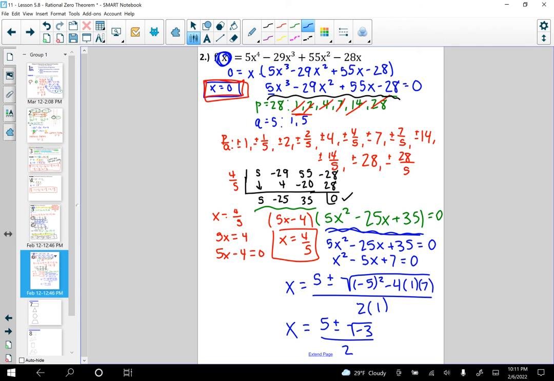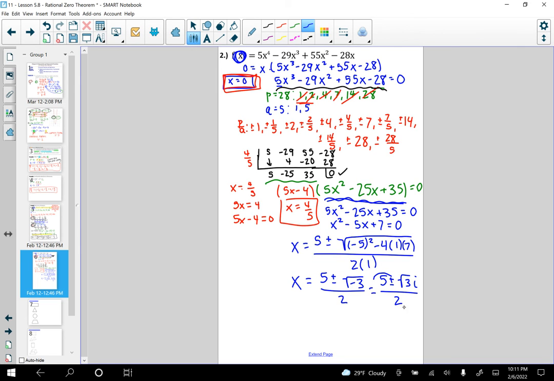Okay, so we get to here, and underneath the radical, I got -3, which that's starting to make sense, which, using imaginary numbers, that'd be √3i. And for my final answer, I want to break this up. So 5/2 plus or minus square root of 3 over 2 i.